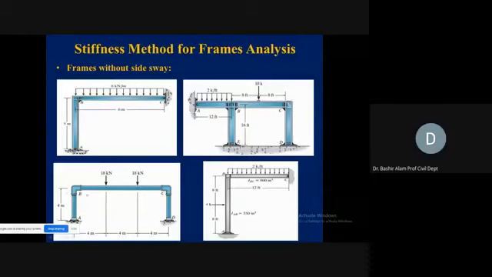Again, if it is symmetrical, but if we apply, let's say at joint B, a horizontal load now, what will happen? Again, it will become a side sway frame. It will have lateral displacement.